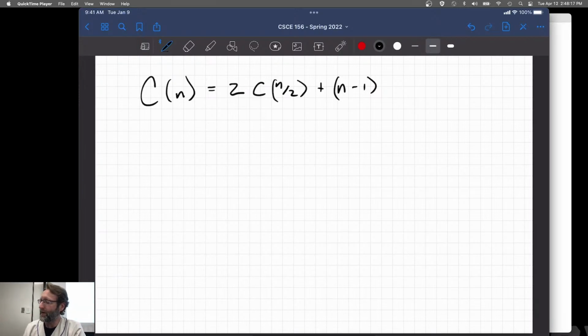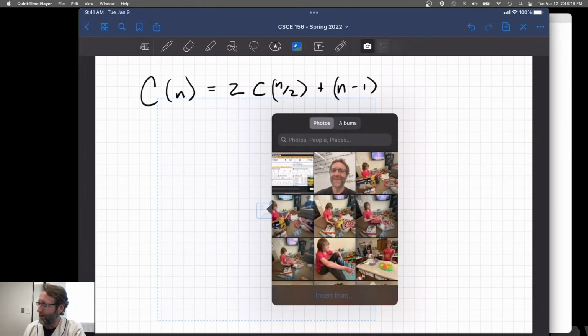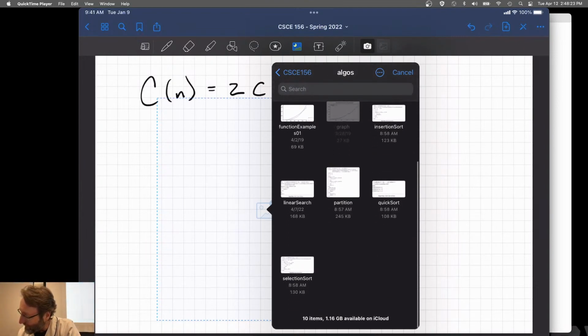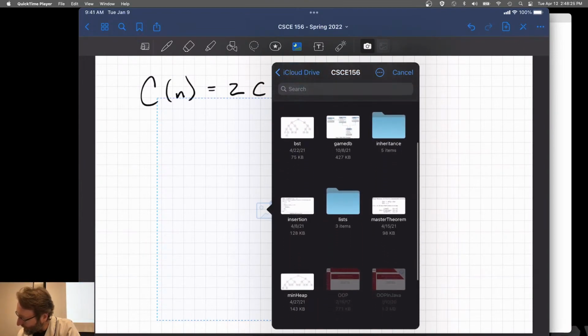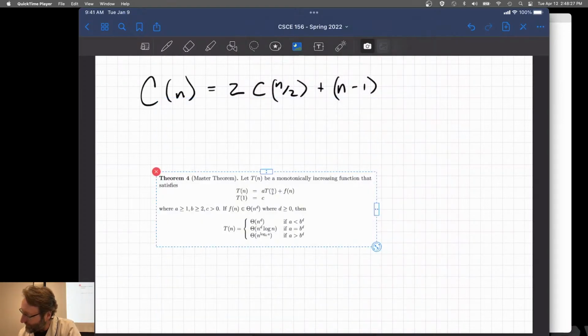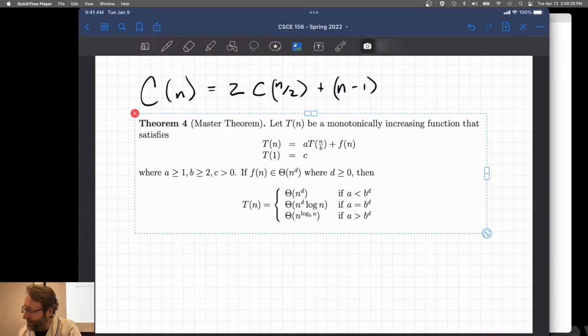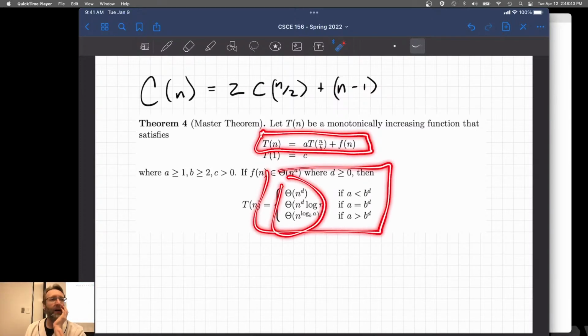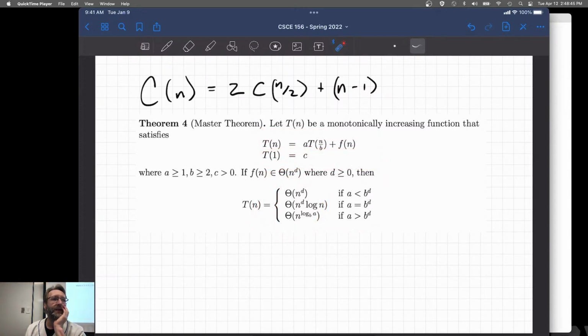Instead, we bring in this tool called the master theorem. It's a misnomer. It's not a master of anything. In fact, its use is quite limited. It says that if you have a recurrence relation of this form, then you can apply this theorem to get an asymptotic analysis of it.